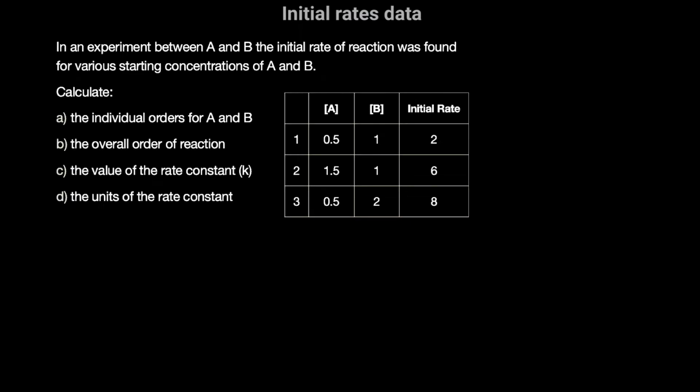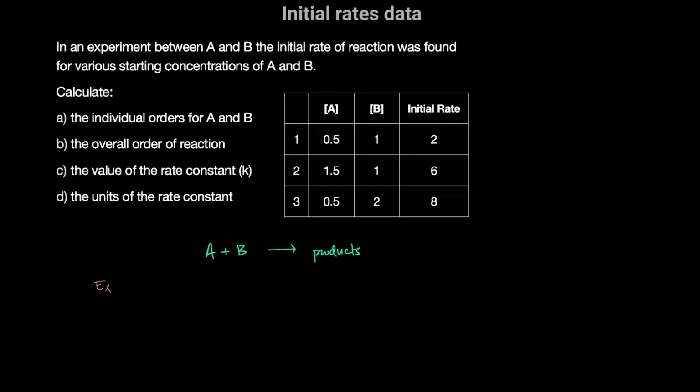Now what they're telling us here is that we had a reaction in which A and B were reactants, and they reacted to form some products. And the first thing we want to find is the individual orders for A and B. So first, if we want to find the order with respect to A, we can compare experiments 1 and 2. We want to see how varying the concentration of A affects the initial rate.